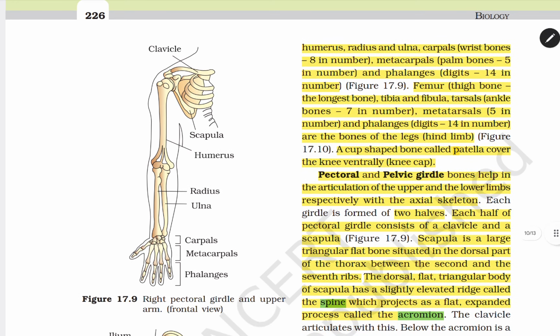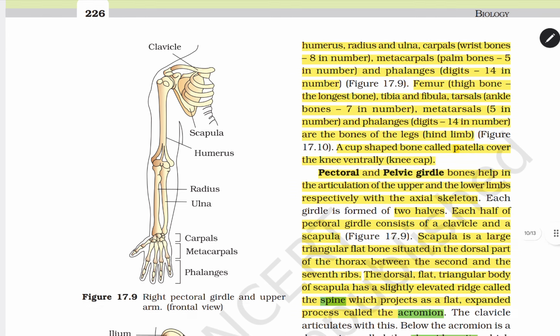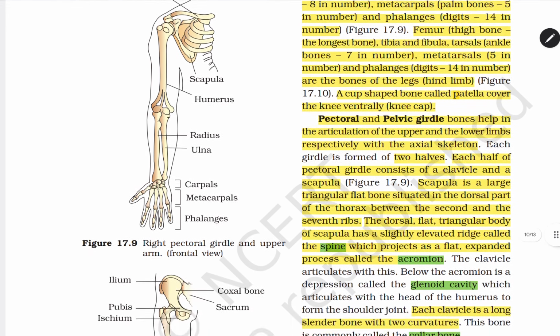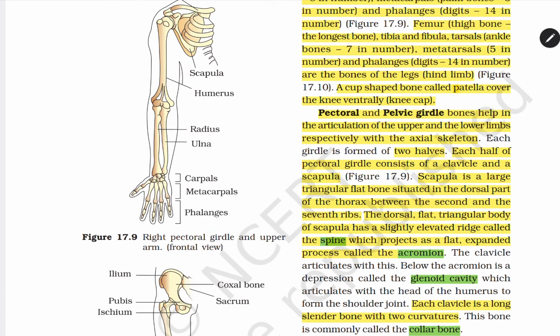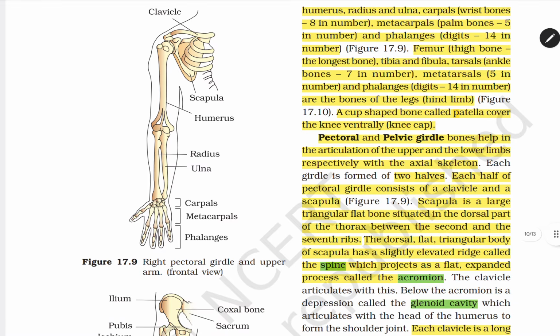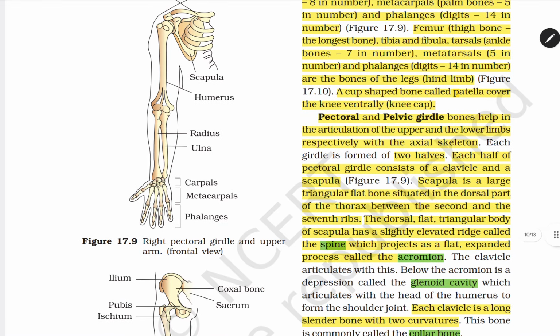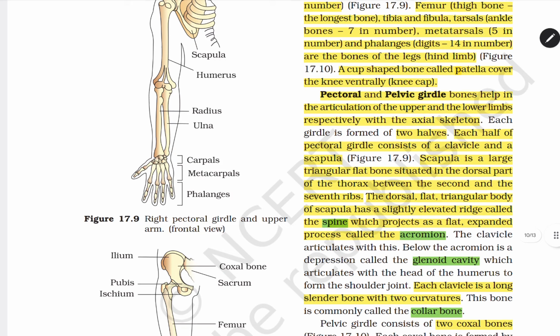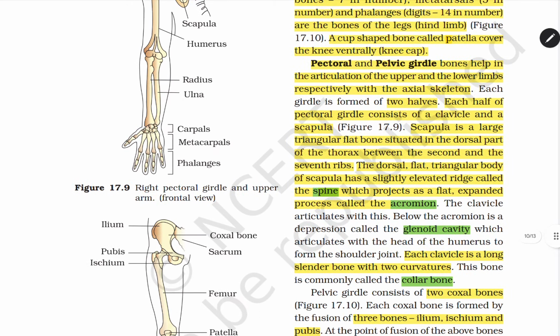A cup-shaped bone called patella covers the knee ventrally. Kneecap. Pectoral and pelvic girdle bones help in the articulation of the upper and the lower limbs respectively. Each girdle is formed of 2 halves. Each half of pectoral girdle consists of clavicle and scapula. Scapula is a large triangular flat bone situated in the dorsal part of the thorax between the 2nd and the 7th rib.